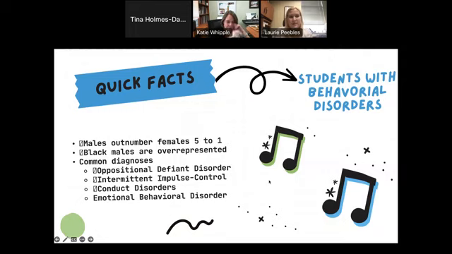Some common diagnoses are oppositional defiant disorder, intermittent explosive disorder, and conduct disorders. I would like to specify that in Georgia, within the Georgia education system, these different disorders are typically all classified under emotional behavioral disorders. This is not a diagnosis in the DSM-5. This is something that Georgia specifically uses. So I threw that down at the bottom because we're in Georgia and you're teaching in Georgia. Know that emotional behavior disorder could encompass some or all of these diagnoses in that classroom.